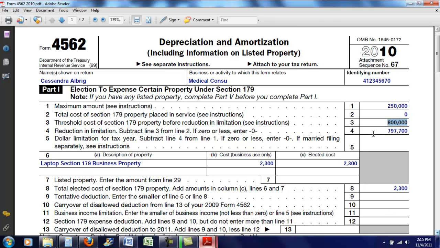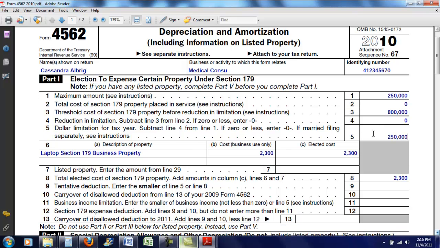So actually, this is going to be 0, because I need to subtract line 3 from 2. And then line 5 is going to be 250,000, which is our maximum 179 selection for the year. And the smaller of line 5 or 8 is 2,300. We don't have any carryover. And our business income was $48,000. And that is not more than line 11, so our section 179 is $2,300.